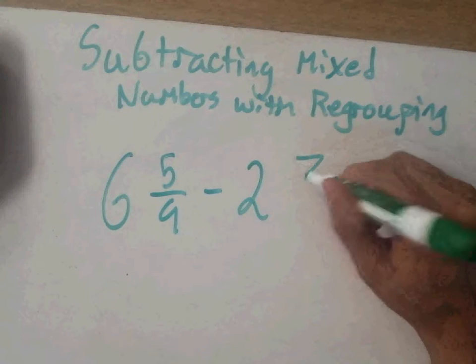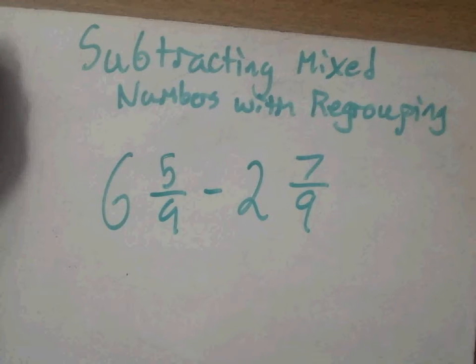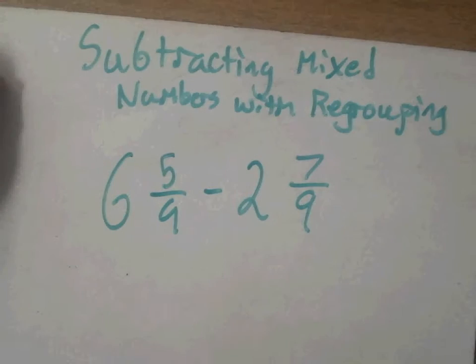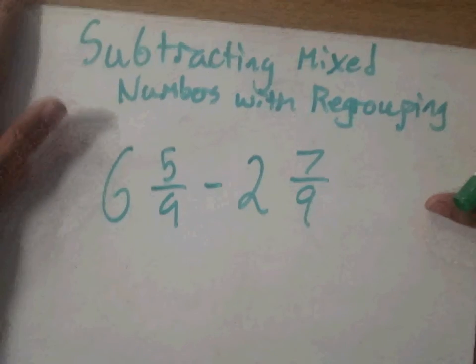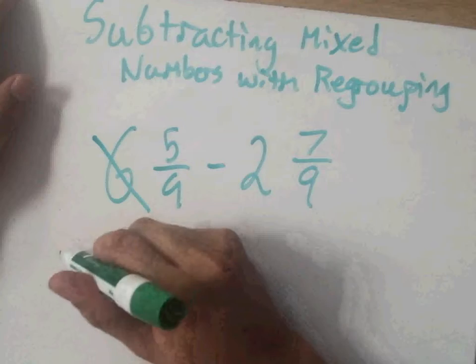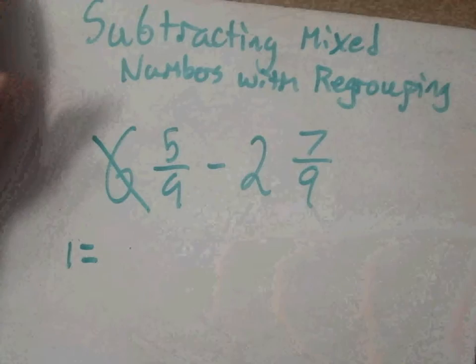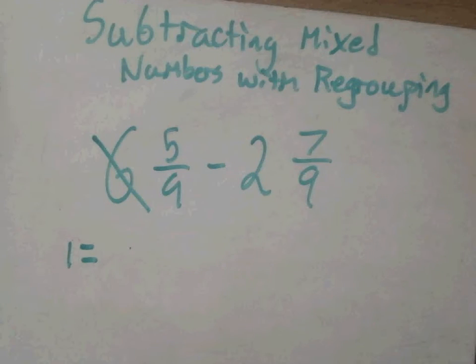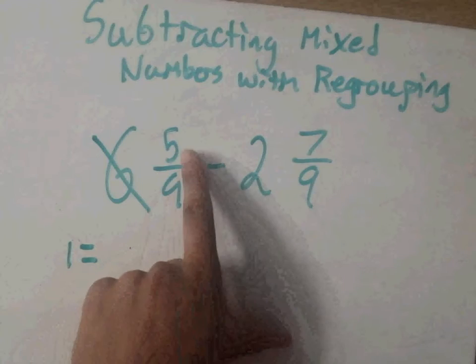So let's start with 6 and 5 ninths minus 2 and 7 ninths. Automatically we see that the numerator in this number is larger than the numerator in this number. That means we can't subtract. So we have to borrow or regroup from our whole number. We need to take one whole from our whole number, and we are going to turn it into a fraction so that we can make this numerator larger, basically.